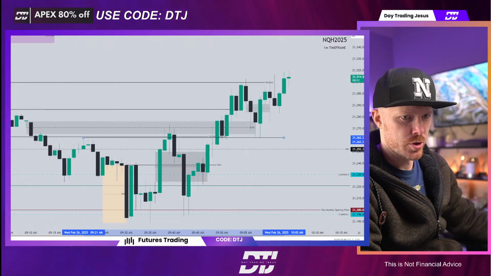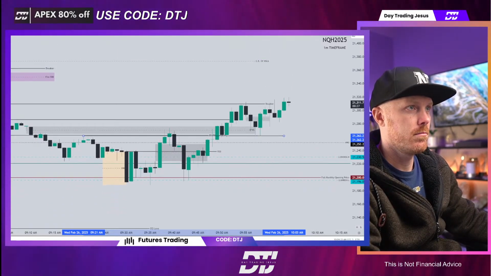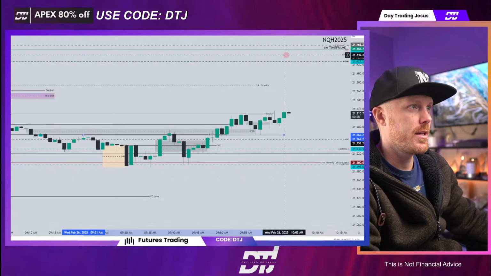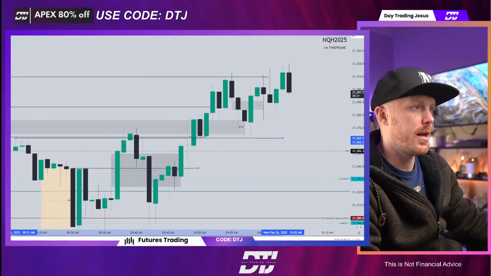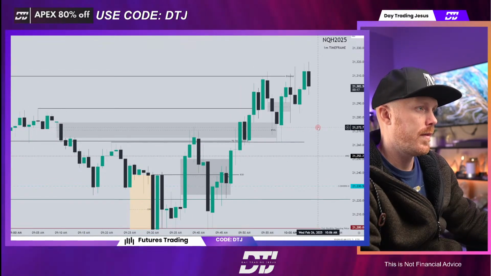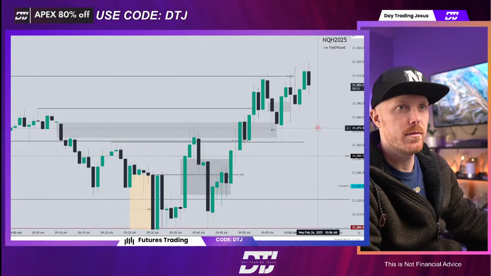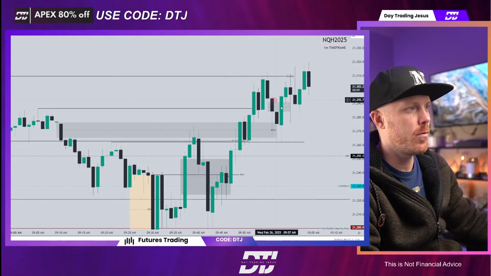Target is long towards 21,447. I mean, 100%. Target is up here. How we get in it and participate in it has been extremely frustrating this morning for me. We've had 3 stop outs. 3. All moving in the direction that I want to go.